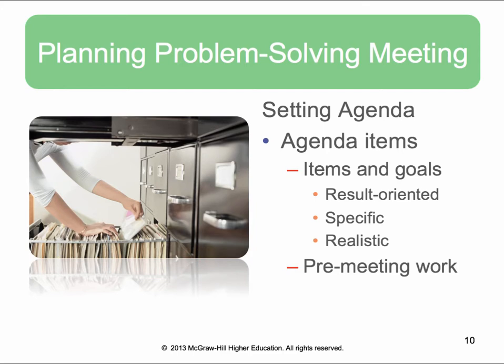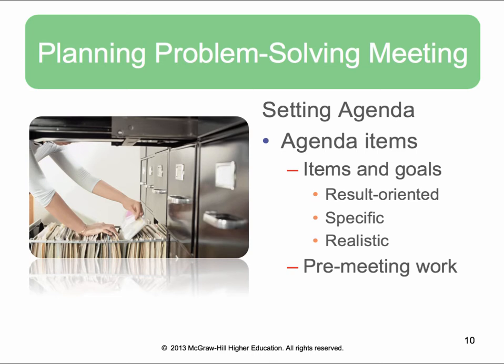So then we at least have the topic areas that we want to go into, and we can go from there. So being specific, being realistic, is it something that can be accomplished in that meeting? And is it results oriented? Are we actually going to get something out of that item?